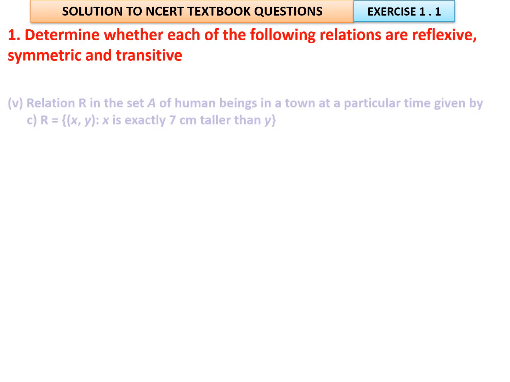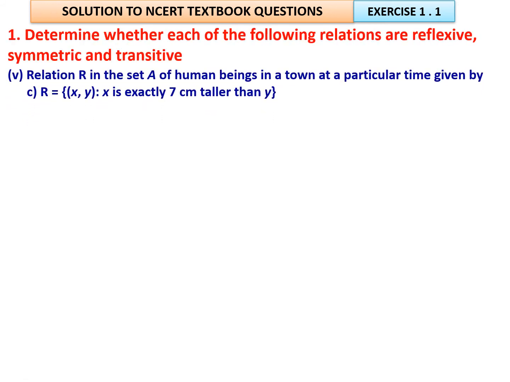Let us go to the next one. x is exactly 7 centimeters taller than y. Be careful with that. x is exactly, that word is very important, taller than y.